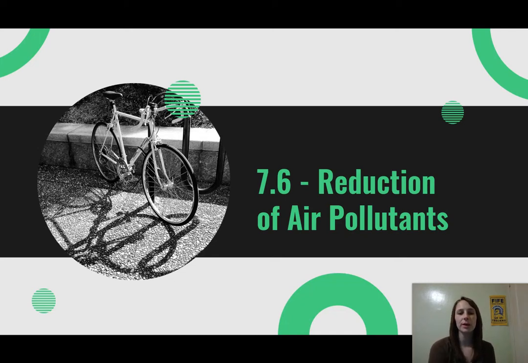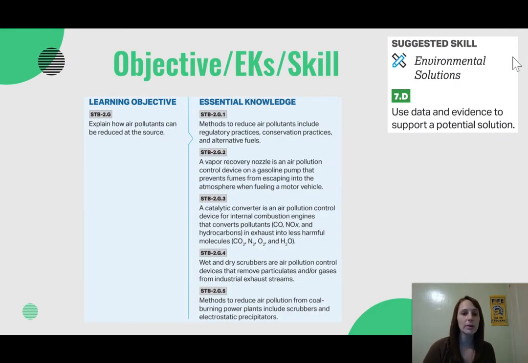Hey y'all! So today we're going to be learning about section 7.6, which is about the reduction of air pollutants. The learning objective for today is that you can explain how air pollutants can be reduced at the source. Some of the essential knowledge that you're going to gain is some of the methods for reducing these air pollutants and some specific machinery and strategies that exist.